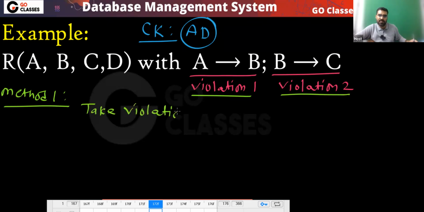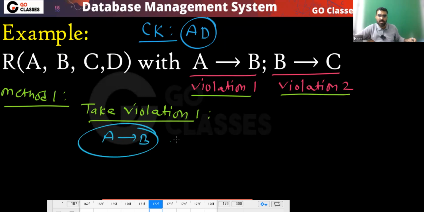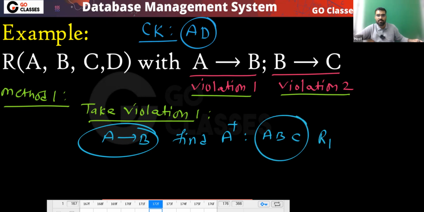Either you can take violation 1 or you can take violation 2. So method 1, you take violation 1. If you take violation 1, then what will happen? This is your violation 1. So here you will find A plus. Again, you will find A plus. A plus is what? That is ABC. So this will become your R1. Correct? Okay. This will be your R1.